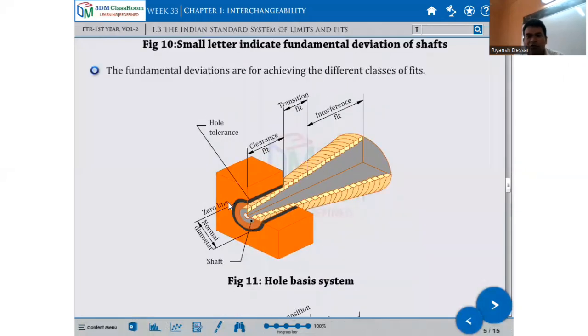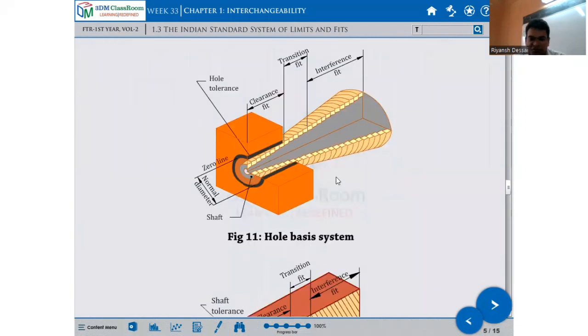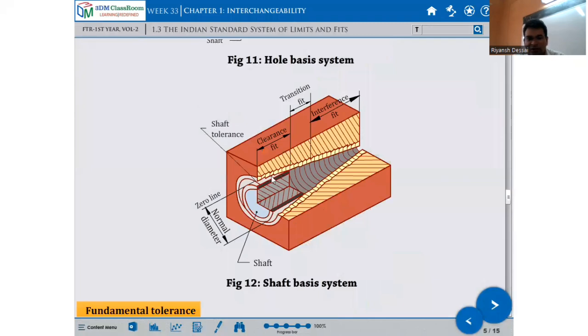In the hole basis system, the hole size is a constant, and here the shaft is getting varied. Hole basis system is like that. The hole dimensions are standard, but the shaft is what varies in a hole basis system. In the shaft basis system, the shaft diameter will remain constant, but the hole dimensions are getting varied. Here this hole dimension is getting changed.